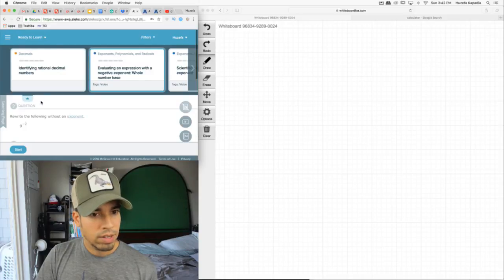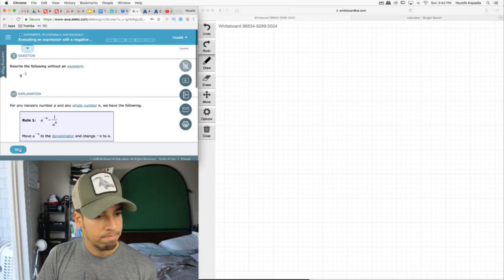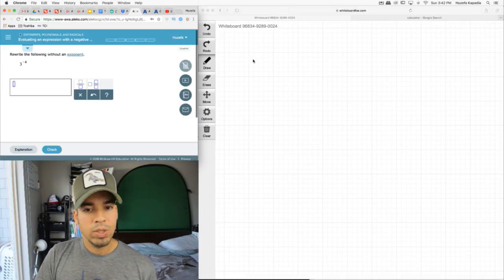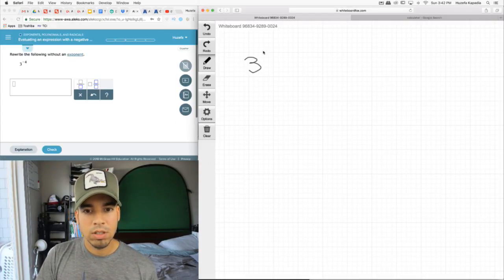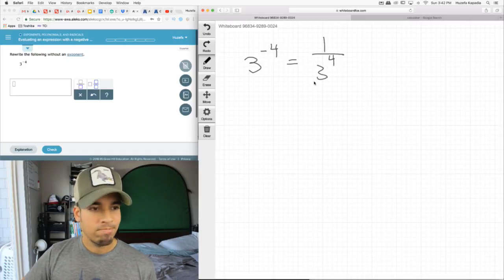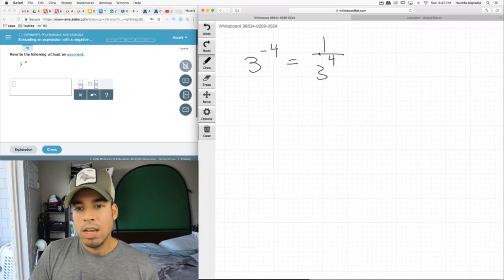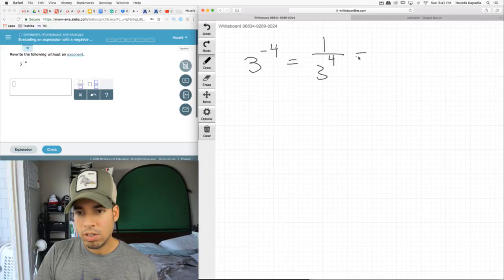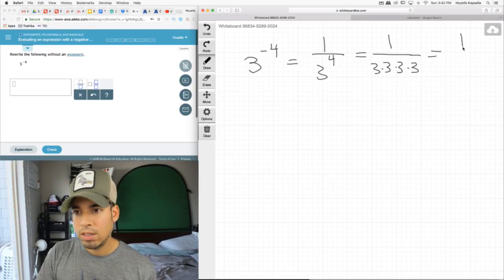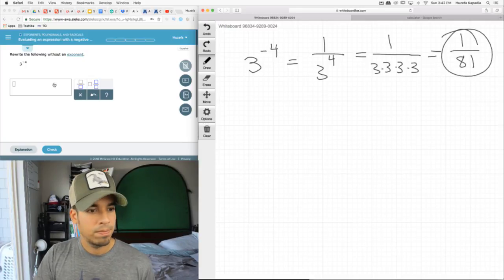Evaluating an expression with a negative exponent and a whole number base. Okay, here's how we deal with negative exponents. A negative exponent is the same as 1 over this quantity with a positive exponent. That's it. Super simple. Now we just have to figure out what 3 to the 4th is. Well, it's 3 times 3 times 3 times 3. If we calculate this out, 3 times 3 is 9, times 3 is 27, times 3 is 81.